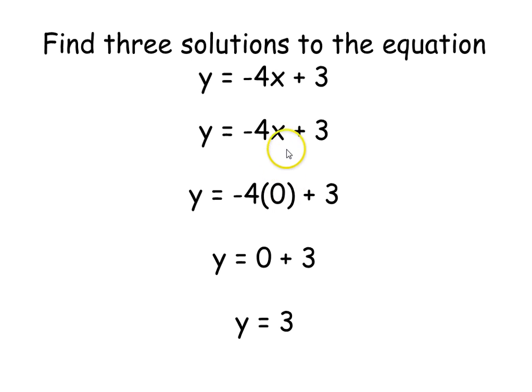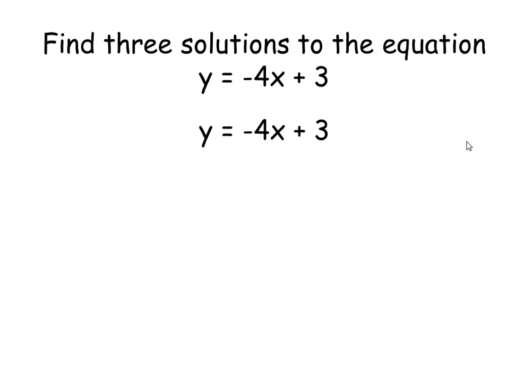When we plug in 0 for x and we do the math, we get 3. So a solution to this equation would be 0, 3. If we write that as an ordered pair, when we plug in 0 for x, we get out 3 for y, and the evidence for that is all right here. That's one solution. We're asked to find 3, so let's find another one.